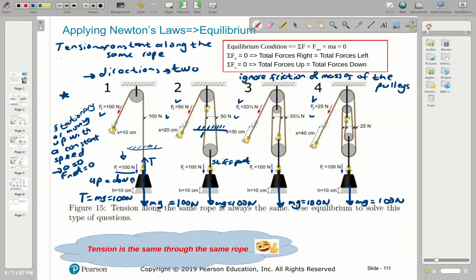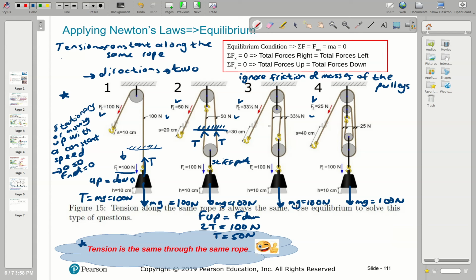Look at the tension here. I have tension up and up, 2 tensions up, and they are the same T because it's the same rope along. So I have 2T up. What I have down is 100, so I'll say F up is equal to F down. You guys will remember, forces up are equal to forces down. Then I'll have 2T is equal to 100 Newton, so T is equal to 50 Newton. Here I have my little guy giving you a thumbs up. Remember, tension is the same through the same rope.